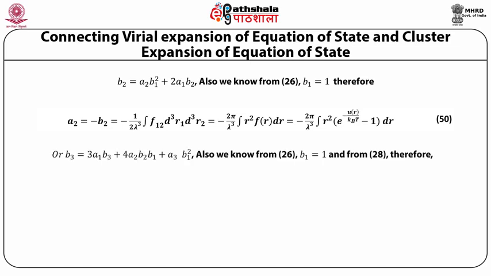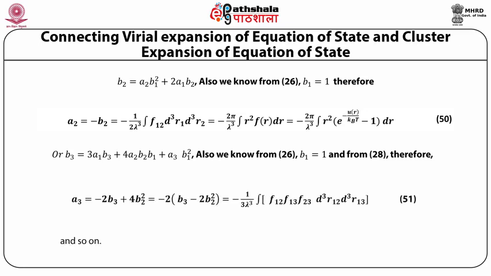b3 is equal to 3 a1 b3 plus 4 a2 b2 b1 plus a3 b1 squared. Also we know from 26 that b1 is equal to 1, and from 28, therefore a3 is equal to minus 2 b3 plus 4 b2 squared, which is equal to minus 2 multiplied by (b3 minus 2 b2 squared), which is equal to minus 1 upon 3 lambda cubed integral over f12 f13 f23 d cube r12 d cube r13 and so on.